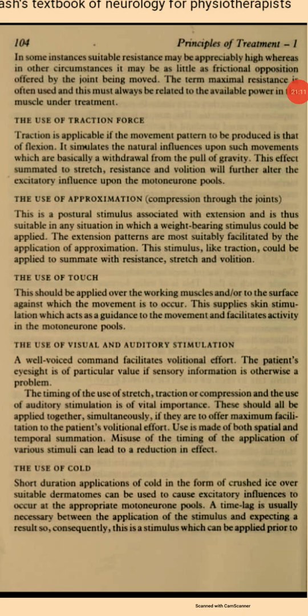The use of traction force. Traction is applicable if the movement pattern to be produced is that of flexion. It stimulates the natural influences upon such movements, which are basically a withdrawal from the pull of gravity. This effect, summated to stretch, resistance, and volition, will further alter the excitatory influence upon the motor neuron pools. The use of approximation, compression through the joint. This is a postural stimulus associated with extension and is thus suitable in any situation in which a weight bearing stimulus could be applied. The extension patterns are most suitably facilitated by the application of approximation. This stimulus, like traction, could be applied to summate with resistance, stretch, and volition.